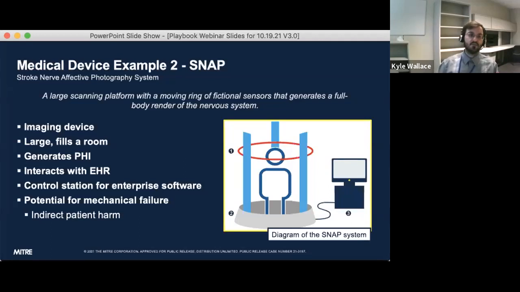We also use SNAP as a way to talk about the potential for mechanical failure in medical devices. While SNAP isn't necessarily a therapeutic device that's attached to a patient, it does have a lot of moving parts, things that if they break or fail or twist in the wrong way or any number of things that could go wrong, there's the potential for a patient to get harmed. One of the guidance rods falls over, part of the ring snaps off, strikes the patient. And we talk a little bit about that in the appendix. Next slide, please.